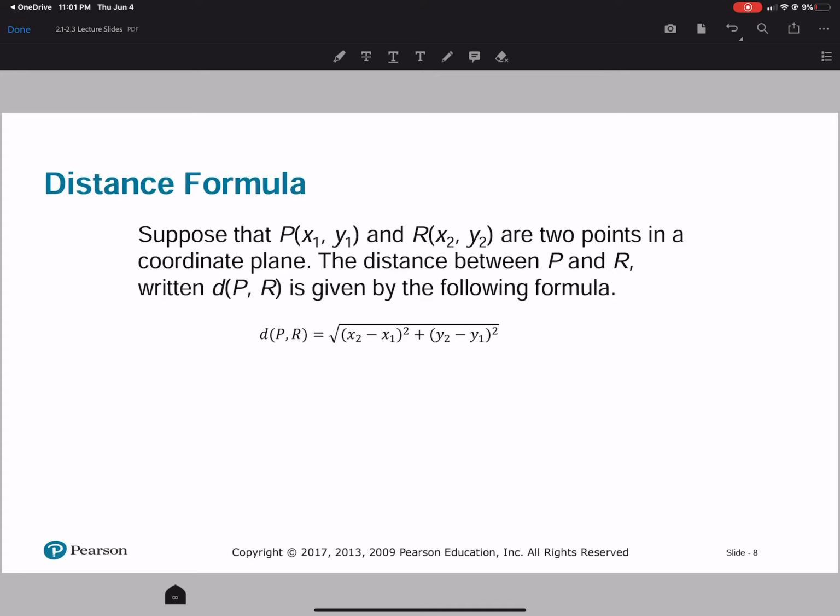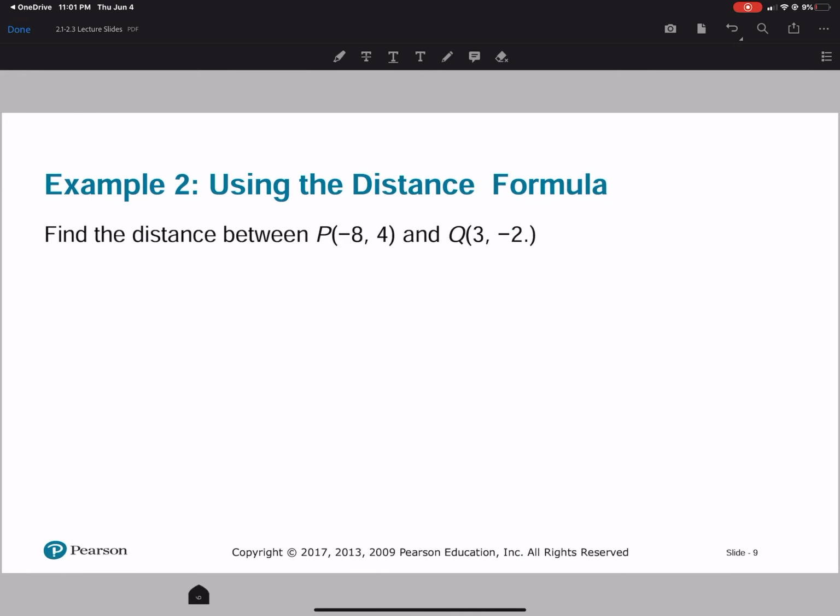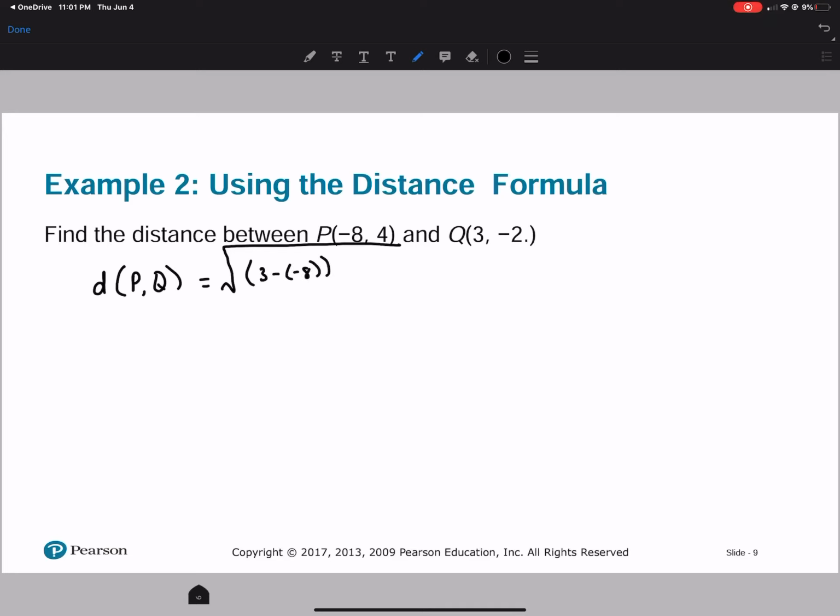And you will use this in different ways. So let's look at something. Let's find the distance between P and Q. So if I want to find the distance from P to Q, that will equal the square root of, we will say 3 minus a negative 8 squared plus my negative 2 minus 4 squared.